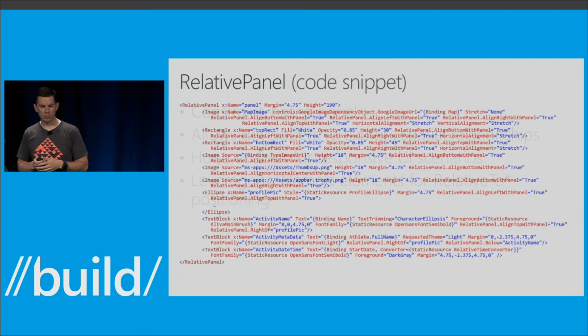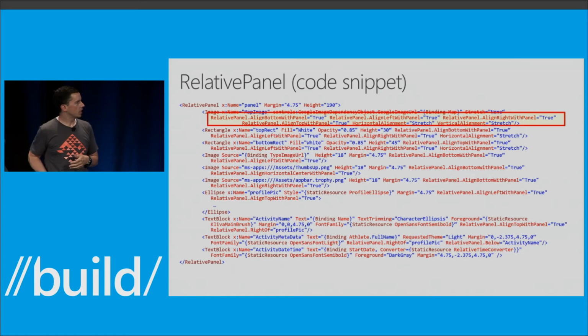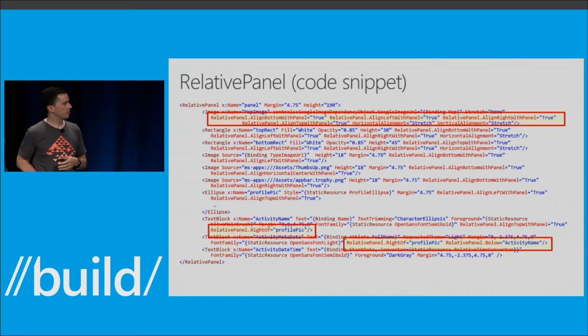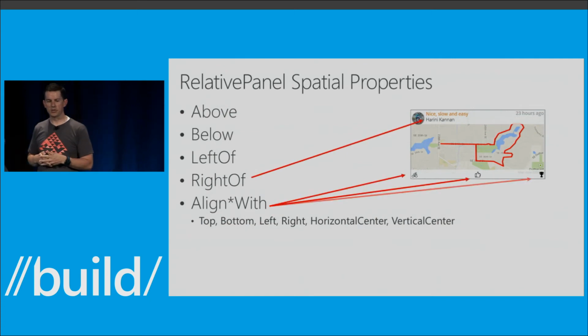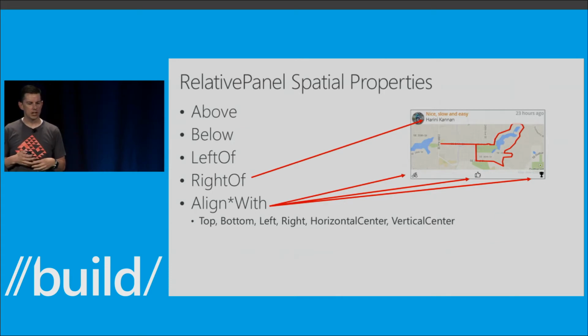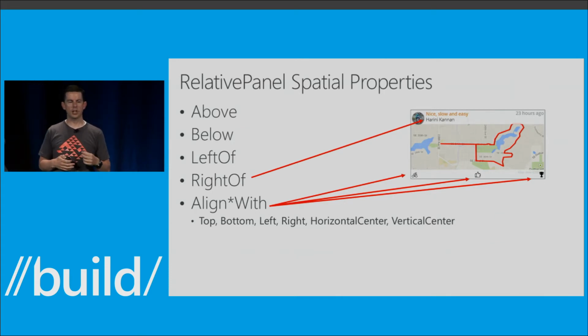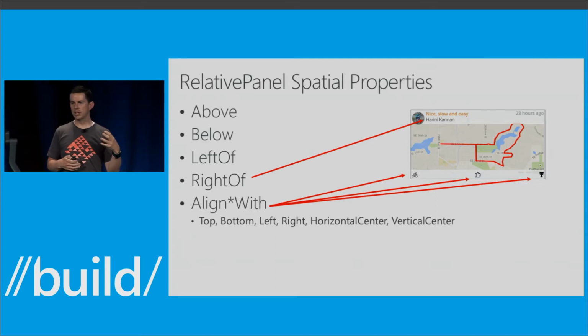So here was the example of the snippet that we had of these elements here, and kind of just pointing out a couple of the examples of where we used what Harini showed. And so some of the properties that you'll see in the relative panel as far as the spatial aspects are above, below, left of, right of, probably their x:Name elements, and also the aligned star width elements. And so the star is the top, bottom, left, right, and horizontal center and vertical center.